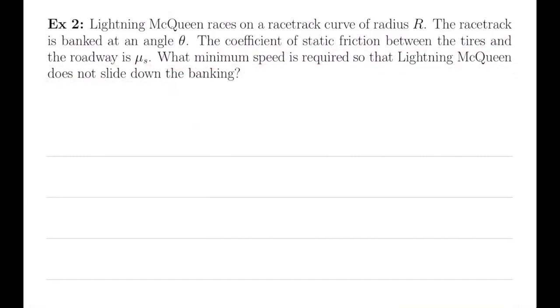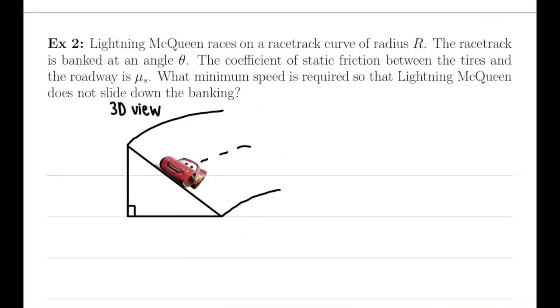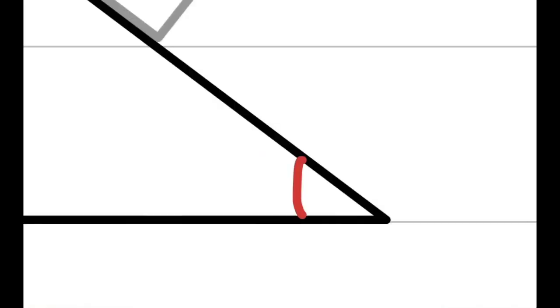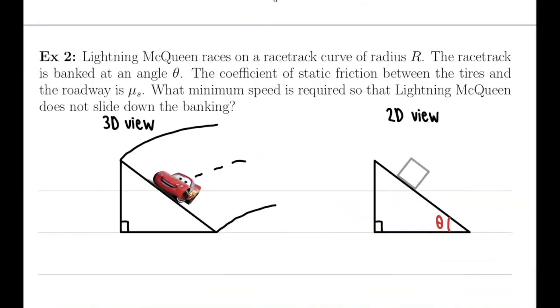I'm going to draw a 3D picture and a 2D picture of what's going on. The 3D view looks like this. You actually got an image of Lightning McQueen. Yes. And now let me draw the 2D view, and it's banked at an angle theta. A bank angle is the tilt of the roadway in a curve. So it's measured between the horizontal and the surface of the track. So this angle right here.